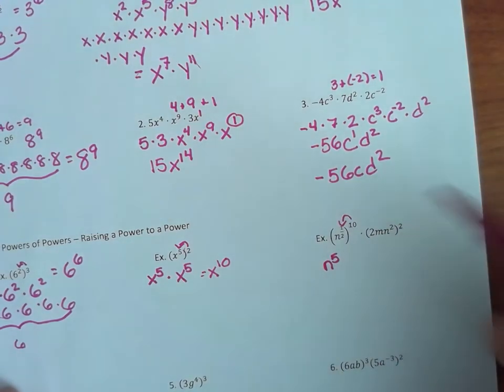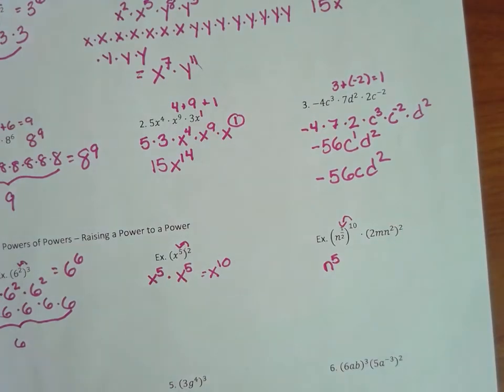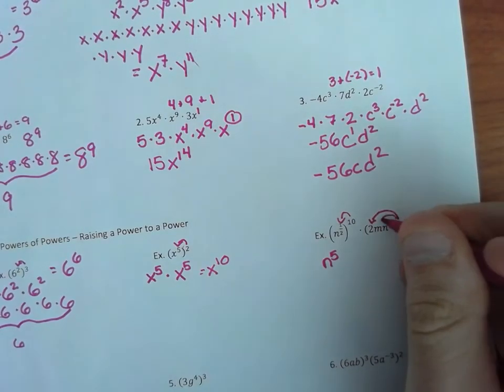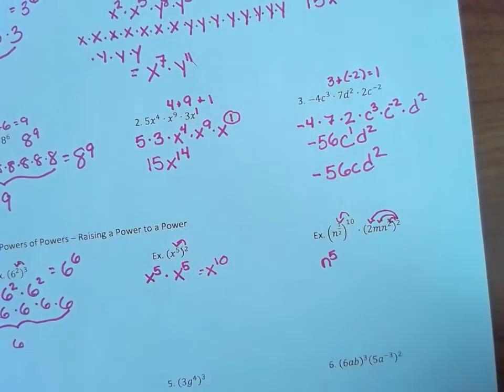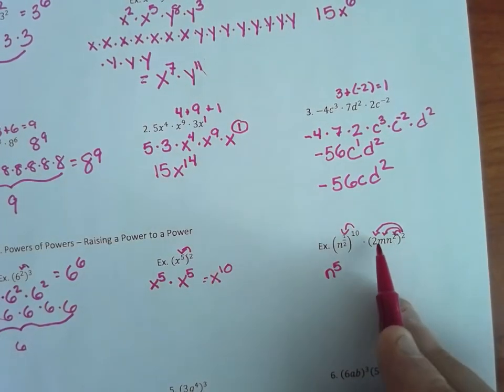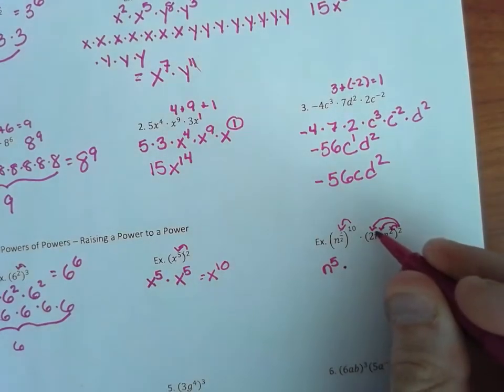Now, Mr. Z, there's a power on the outside. I have multiple terms on the inside. What in the world do I do? Like I said earlier, it has to go to everything. Mr. Z, there's only one exponent there. Remember, when we don't have an exponent written, that means it's a 1. So this is really 2 to the 1st.